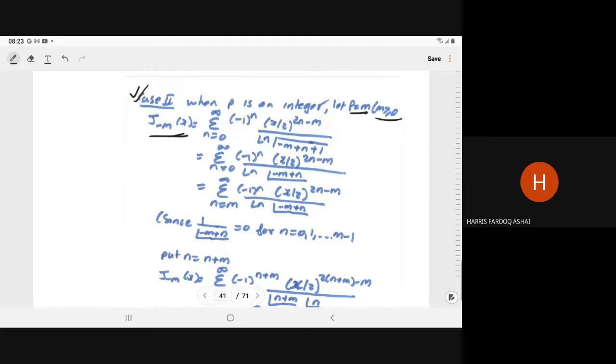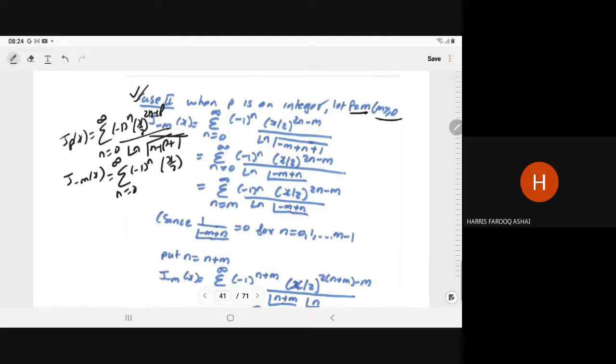In Jp, you replace p by minus m. Jp is the summation n equals 0 to infinity of (minus 1) to the power n, (x by 2) to the power 2n plus p, upon factorial n, gamma of n plus p plus 1. So you replace p by minus m and you get J of minus m x, which is the summation n equals 0 to infinity of (minus 1) to the power n, (x by 2) to the power 2n minus m, upon factorial n, gamma of n minus m plus 1. Clear this part?